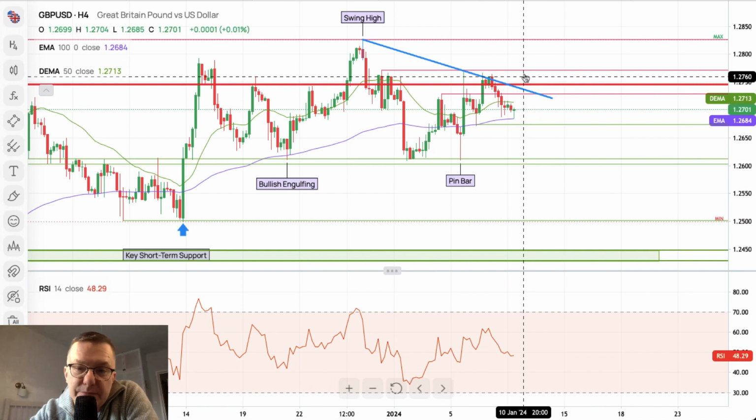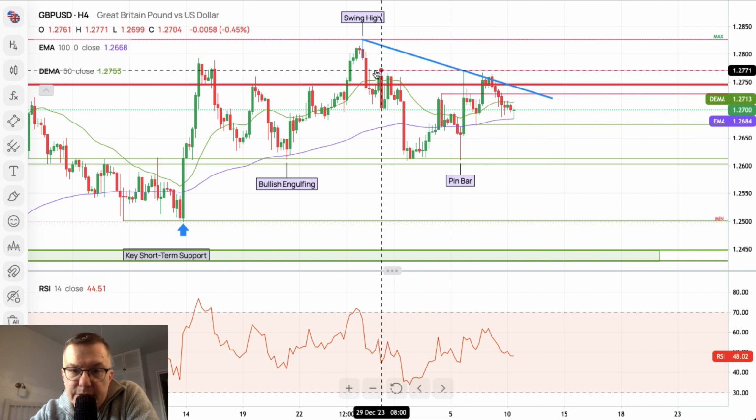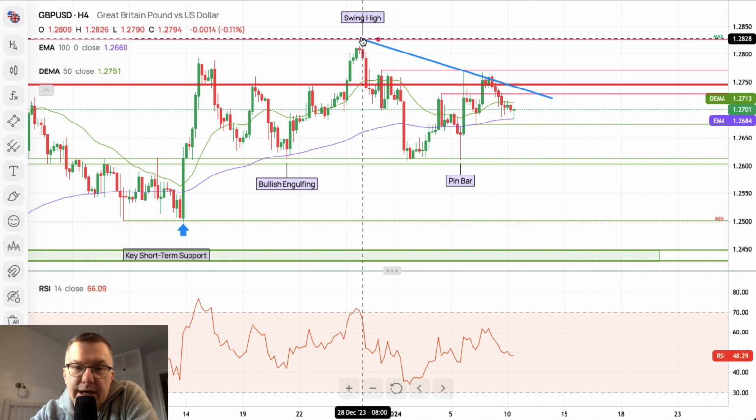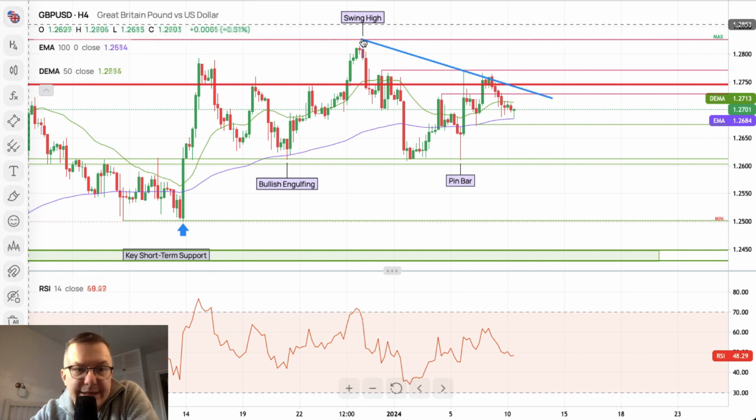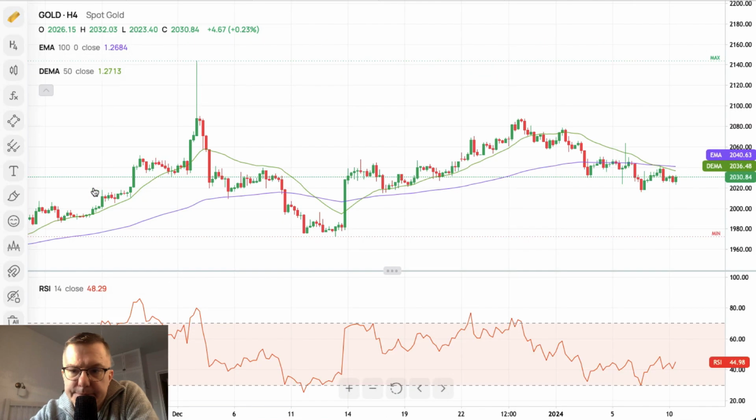Next, only a sustained breakout above the blue trend line resistance would give us confirmation of the uptrend resumption, especially if the level of 1.2771 is violated. Then the swing high located at 1.2828 is the next one up for a test. So that's the British pound to American dollar. Let's find out what the gold is doing.